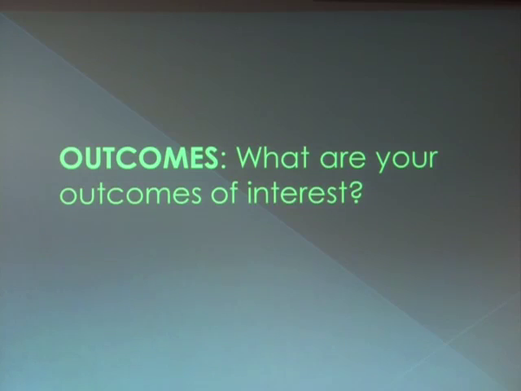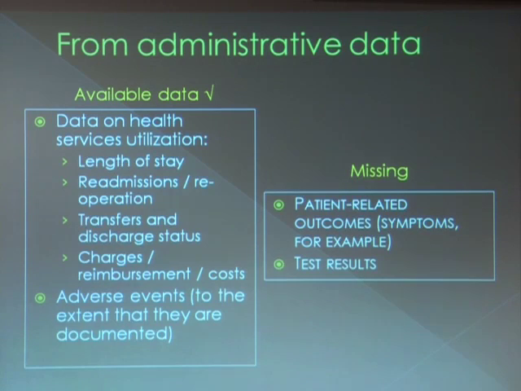Now, outcomes. This is also very important, because here are the data that are available, and here are the data that are missing. So what's available? You have a lot of data on health services utilization. So let's say you're comparing laparoscopic and open surgery. You're going to have length of stay, the readmissions, the transfer and discharge status, the charges, reimbursement, the costs, et cetera. You may even be able to document the adverse events to the extent that they're documented in the claims.